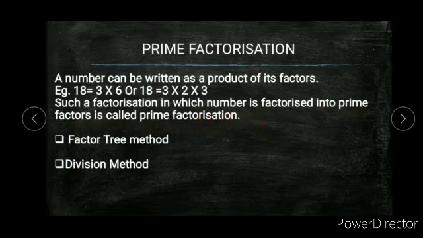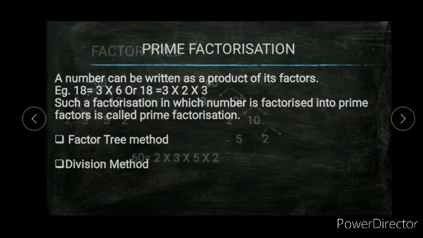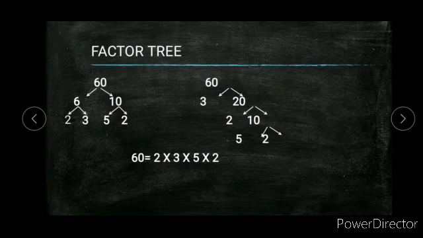Now there are two methods for prime factorization. One is the factor tree method and one is the division method. Let us see. In the factor tree method, you can split the number, that is 6 tens are 60. Then 6 is 2 threes and 10 is 5 twos. So all these are factors of 60 and they are prime factors, that is 2 multiplied by 3 multiplied by 5 multiplied by 2. Or else you can split 60 into 3 twenties, then 2 tens and then 5 twos. So all the prime numbers 2, 5, 5, 3 are the prime factors of 60. This is the factor tree method.